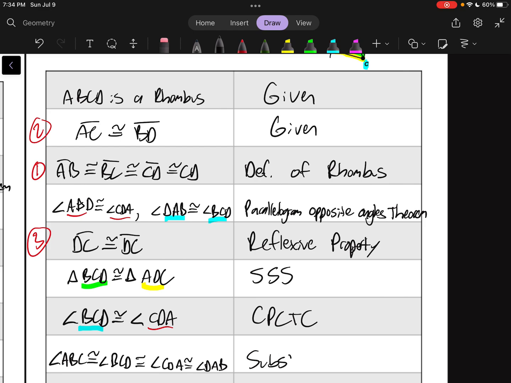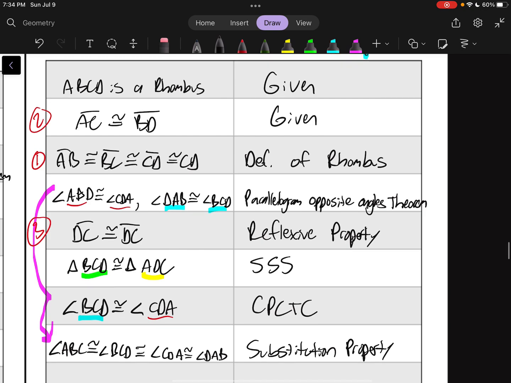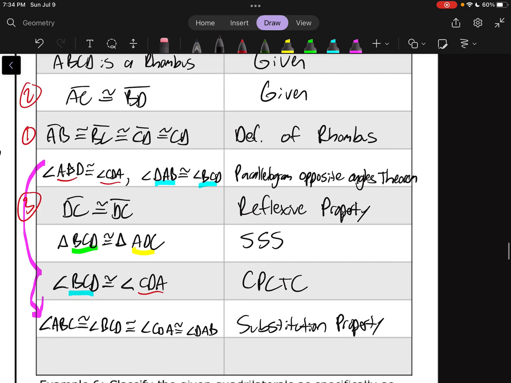By substitution property. And now, so that took this with this to make this. And now that we have all four sides being the same, because it was a rhombus, and now we have all four angles being the same after doing some substitution, now we can say that ABCD is officially a square according to the definition. Definition of square. Very cool.